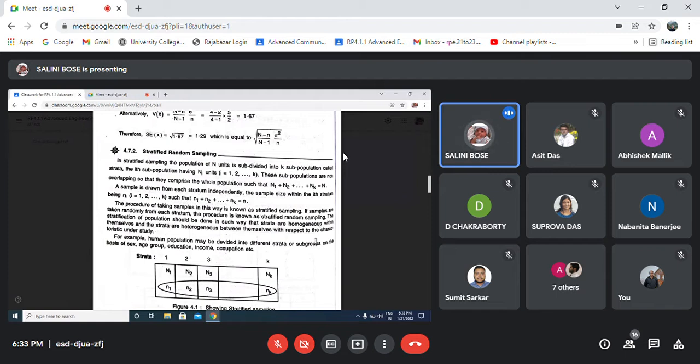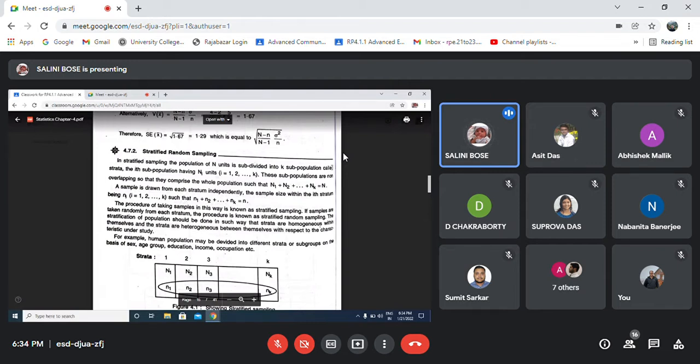Okay, so now our next random sampling, or probability sampling, is stratified random sampling. So what is this stratified? In this case, the total population is subdivided into some population units. If the total population of size N is subdivided into k subpopulations, then each subpopulation will be called a stratum.